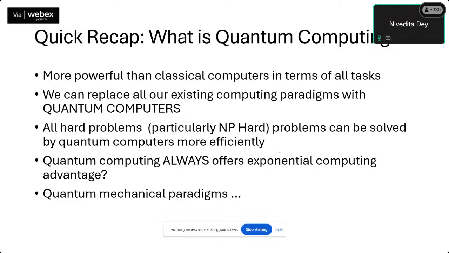So we have to be particular. Not all problems, we don't have to pick just any problem, and we shouldn't want to convert or migrate it to quantum. Next one is, quantum computing always offers exponential computing advantage.